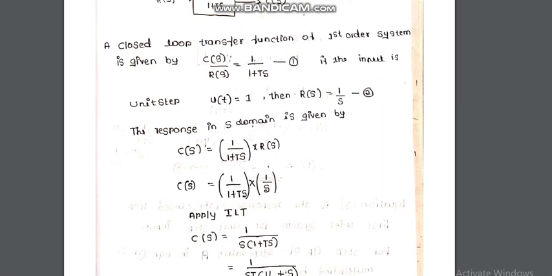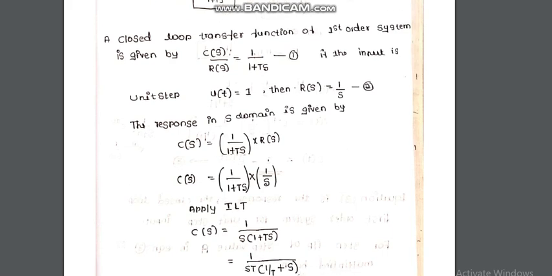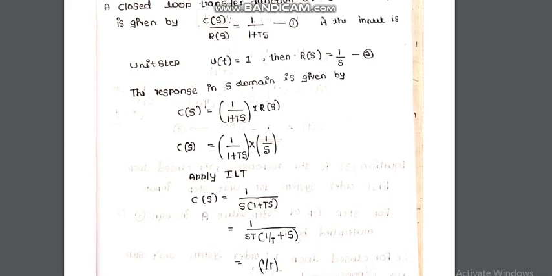I will substitute this into this input in the first equation. So that is C of s is equal to 1 divided by 1 plus t into s, into R of s. R of s is 1 divided by s. So now multiply this, that is C of s is equal to 1 divided by s into 1 plus t into s.